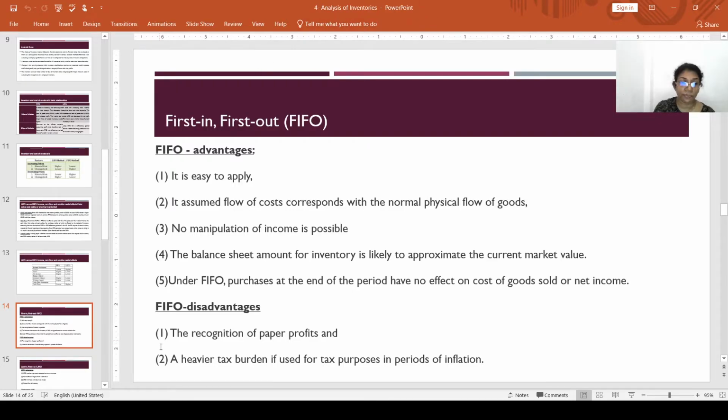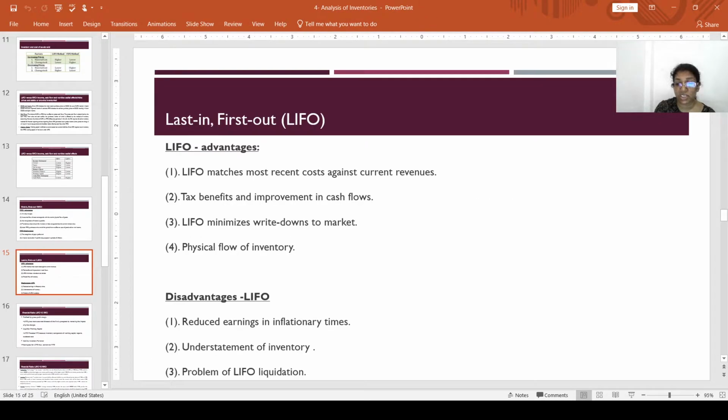Now let's see what are the advantages and disadvantages of the last in first out method. In the last in first out method, it matches the recent cost against the current revenue. Tax benefit and improvement of cash flow can be seen. LIFO will minimize the write down cost to market because it reflects the current market value, and the physical flow of inventory is smooth because they are issuing the recent inventories.